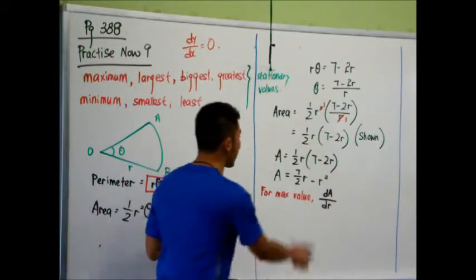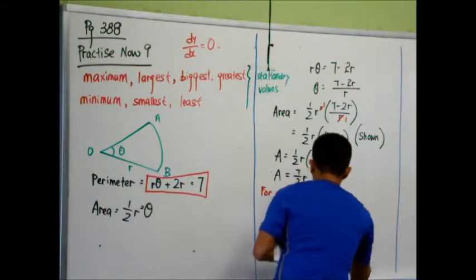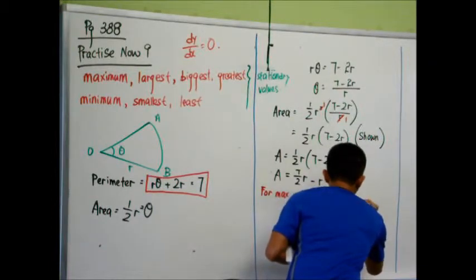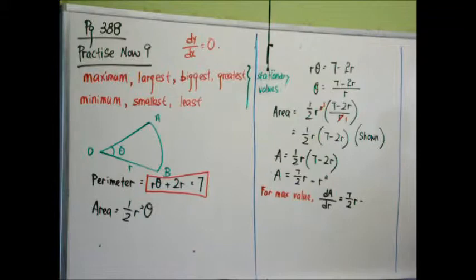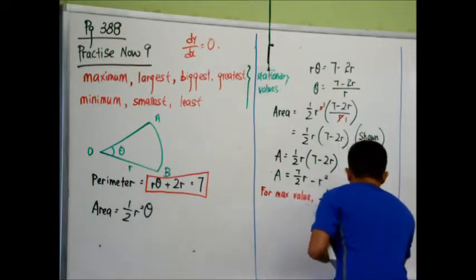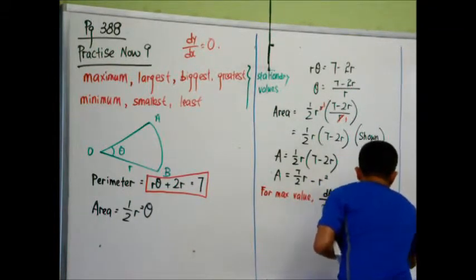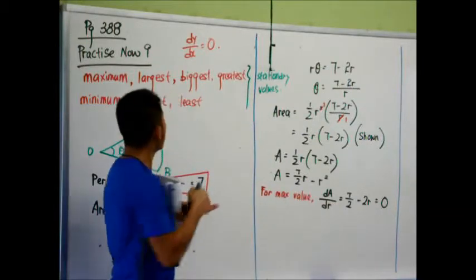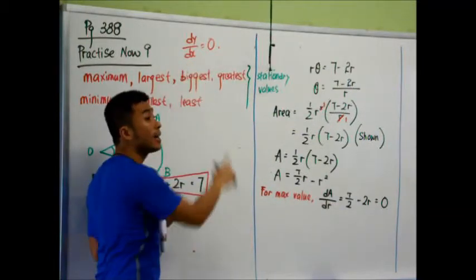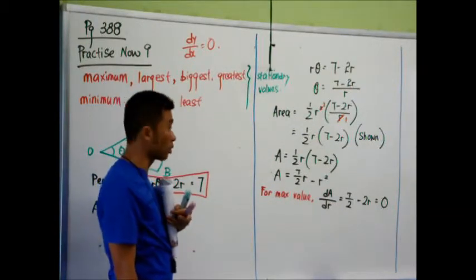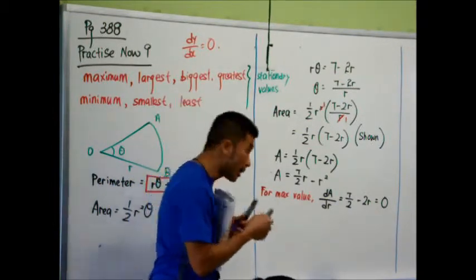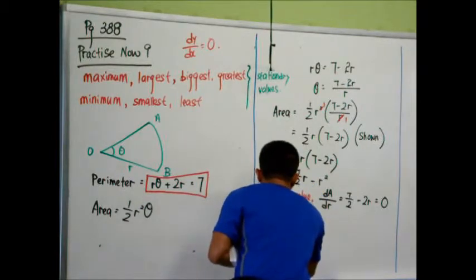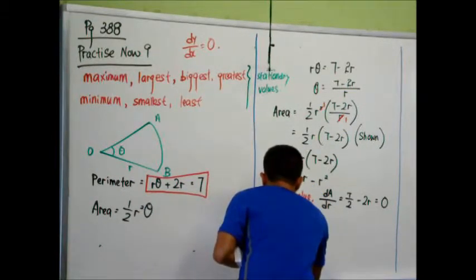Differentiate A with respect to R very quickly. It's very straightforward. 7 over 2R. No, sorry. There's no more R. Minus 2R must be equal to 0. Agree? Because of this concept, the first derivative must be equated to 0 for you to find maximum value. Or in other words, not really maximum value, stationary value.